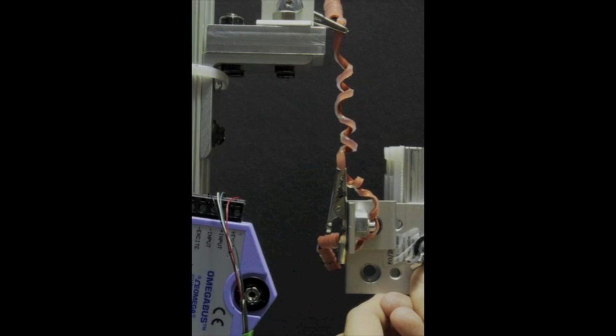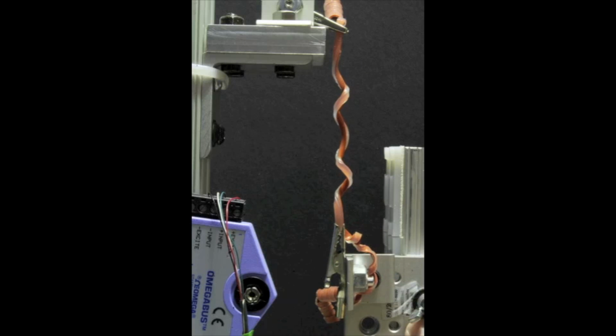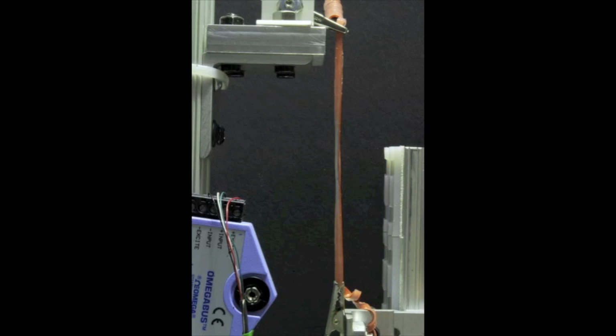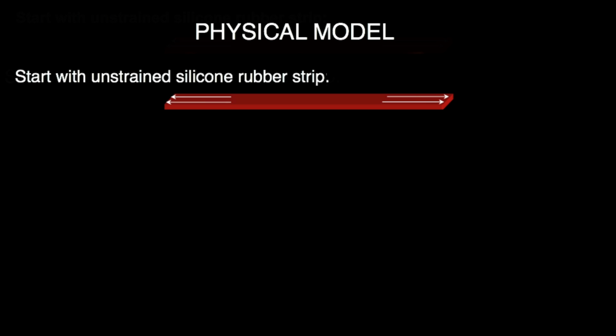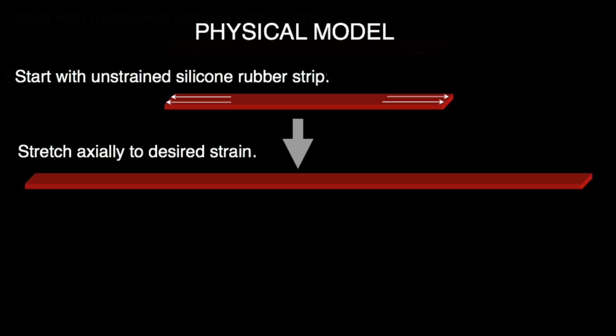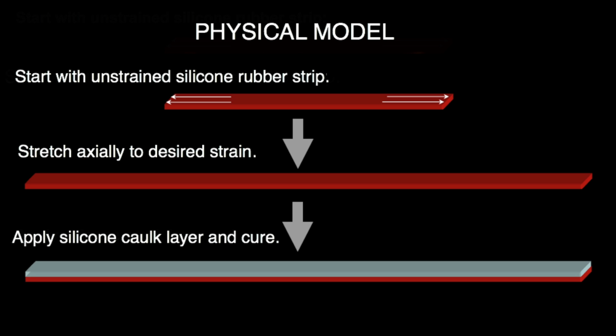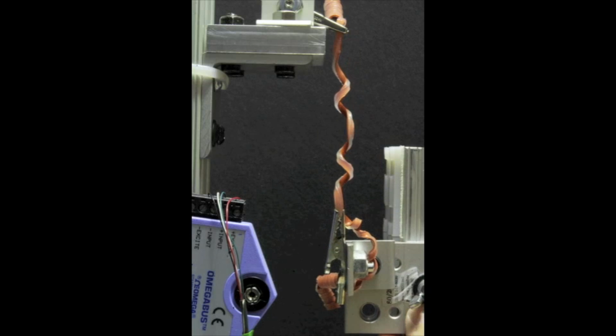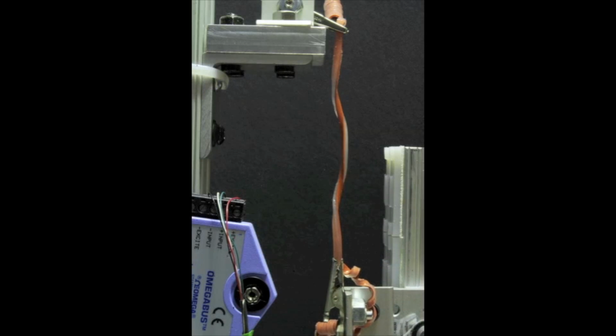An artificial model of this process is depicted here. It unwinds and flattens as it is pulled from both ends. To create the model, start with an unstrained silicone rubber strip and stretch it axially. Apply a silicone caulk layer and allow it to cure. It represents the most rudimentary of models, emulating nature to some extent, but not completely.